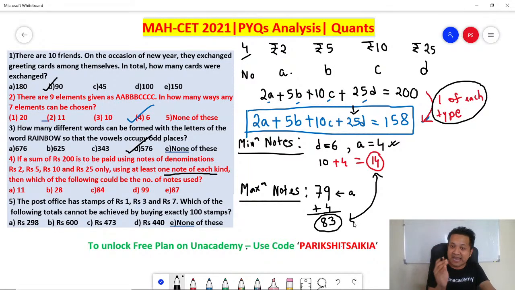Any answer less than 14 is not possible. So the answer has to lie between 14 and 83. Only one answer option lies in this range. Can you see? Only one answer option lies in the range of minimum to maximum: 28. Every other answer option is either more than the maximum value or less than the minimum value. Hence, not possible. Got it? Beautiful CET question.